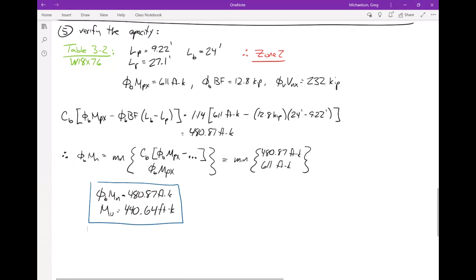So you don't need to go back and update the MU and the VU because the beam's lighter than what we assumed. If it was the other way around, we'd have to go and update that. But we don't need to do that here. So what's the answer? The answer is use a W18 by 70.